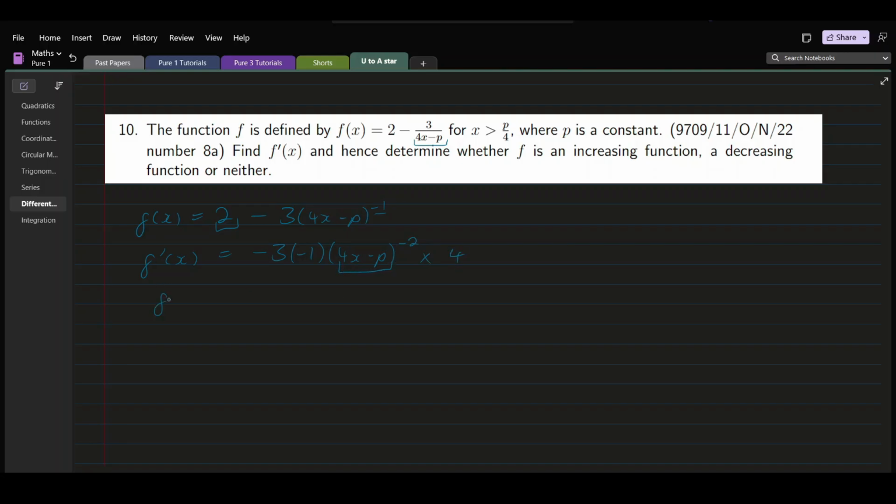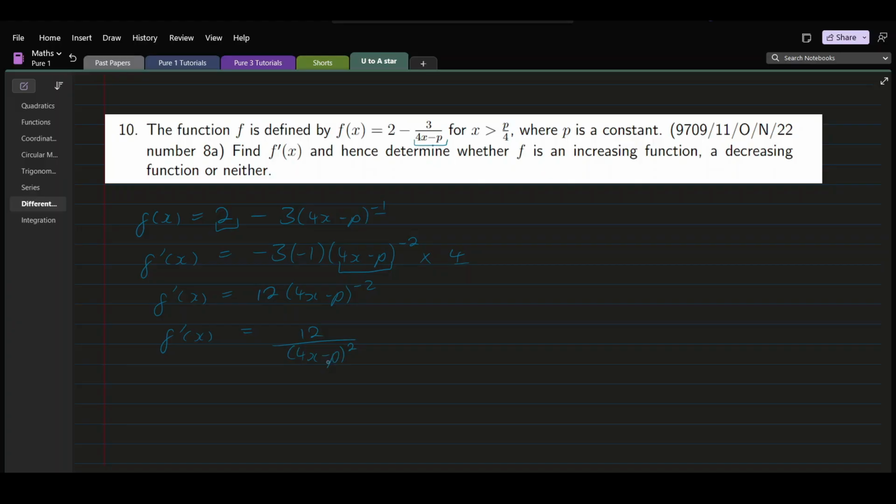And so f prime of x is equal to negative 3 times negative 1, that gives us positive 3, multiplied by 4, that gives us 12. 4x minus p to the negative 2. Now let's just take the 4x minus p back to the denominator to make our power positive. So that's 12 over 4x minus p to the power 2.